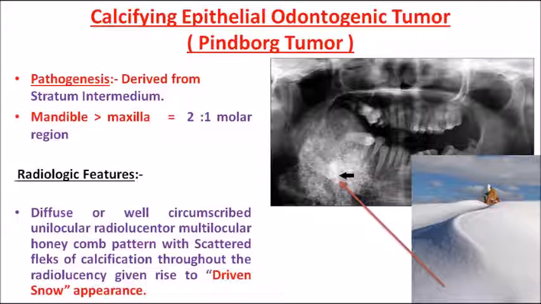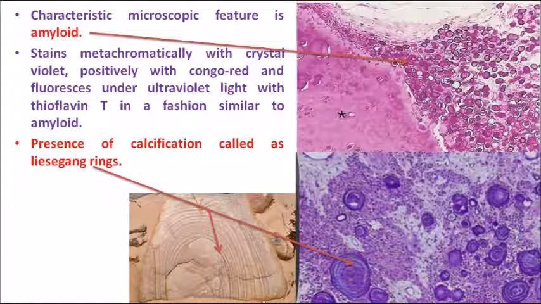Remember all these points. Now histologically we should remember two important MCQ points pertaining to CEOT. One is that it contains amyloid material microscopically. The characteristic microscopic feature of CEOT is the presence of amyloid material. In that picture I have given a red arrow mark. The first picture shows you the amyloid deposition in CEOT. That is important. And the second important MCQ is the presence of calcifications called Liesegang rings.